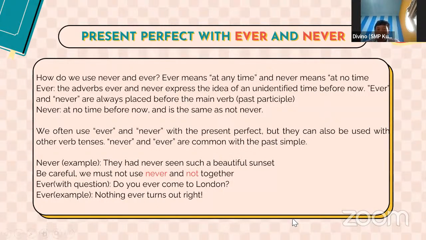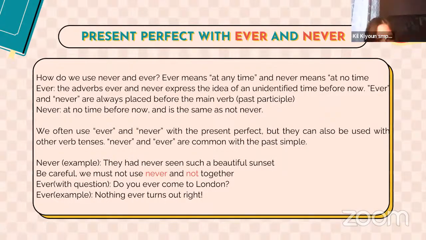Present perfect with ever and never. How do we use never and ever? Ever means at any time, and never means at no time. The adverbs ever and never express the idea of unidentified time before now. Ever and never are always placed before the main verb. Never means at no time before now, and it's the same as not ever.